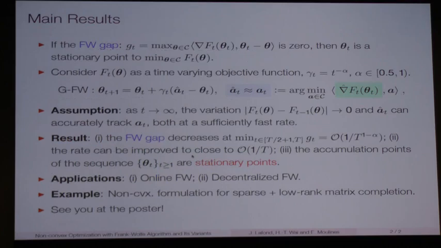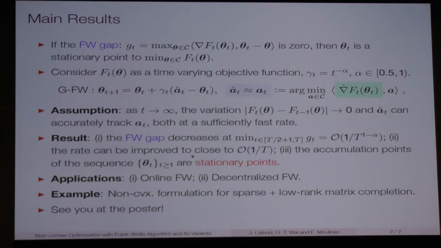So quickly to say what we do. For the measure of stationarity, we follow the work of Simon and Julien, and so we define g_t, which is the Frank-Wolfe gap, to measure the stationarity. It has a nice property of being affine invariant. And so for our results, we look at the vanilla Frank-Wolfe algorithm with a step size of the form 1 over t to the power alpha.